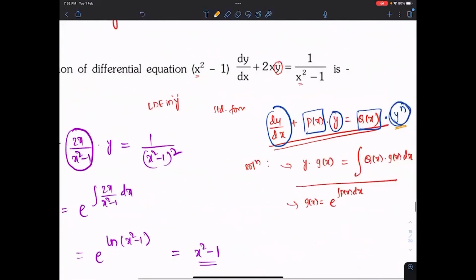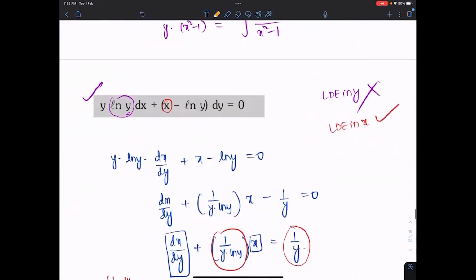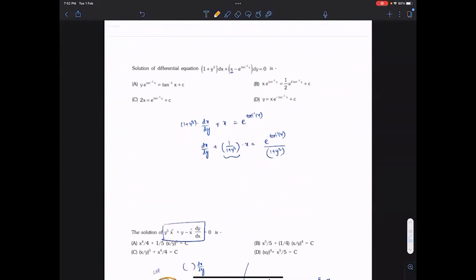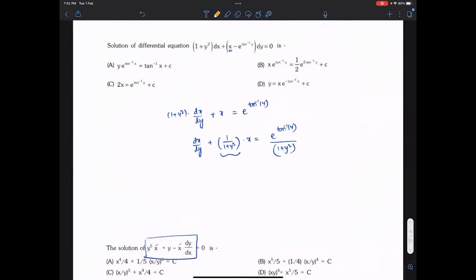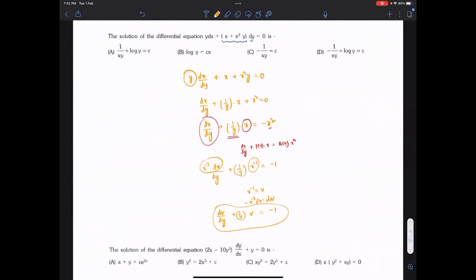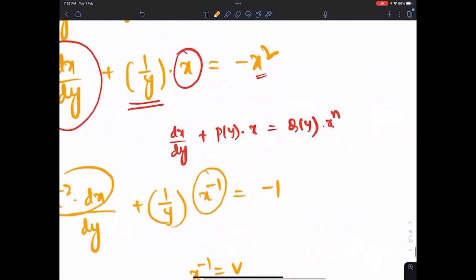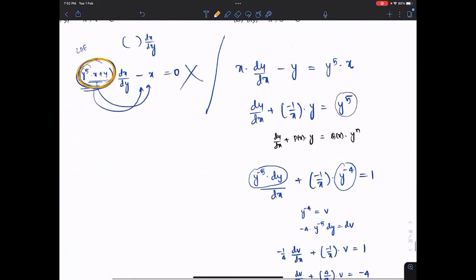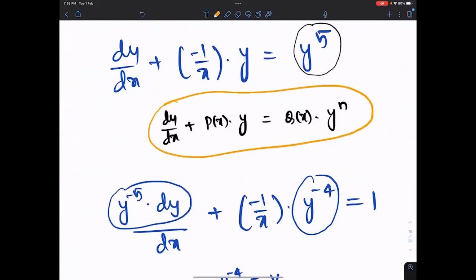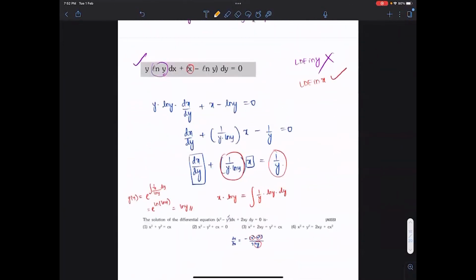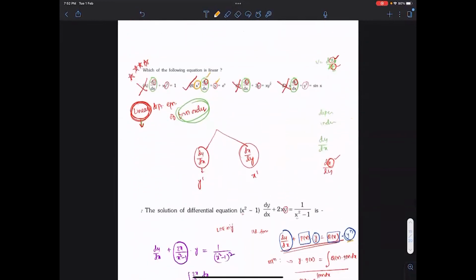If you are following from the last 15 minutes, I think you should get an idea how to decide whether it is dx by dy, LDE, like this. In dx by dy also you have another variant with x power n, same as Bernoulli's in y. Bernoulli's in x means x and y get interchanged. So these four varieties are the main things you have to stress in your practice.